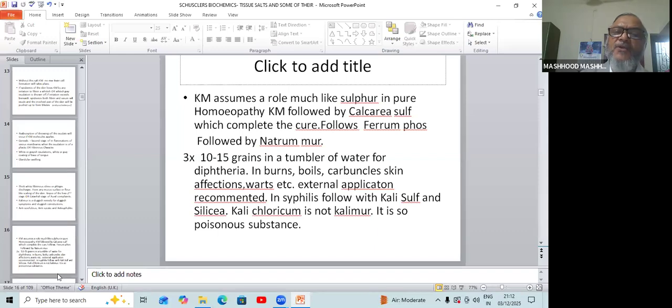Kali chloricum is not kali mur. It is such a poisonous substance, don't use it. It is also proved in our materia medica and can be seen in Boericke's textbook. This kali chloricum.